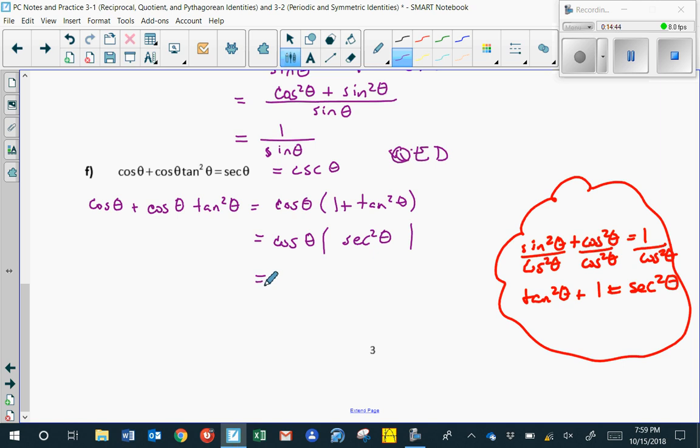Since our goal is to write this in terms of the secant function, I'm going to change the cosine into 1 over the secant of theta. Secant squared of theta can be written as secant squared of theta over 1. And then when we multiply those two fractions together, we'll get secant squared of theta over secant of theta. One factor of secant will cancel from the numerator and denominator, and that will leave us with secant theta. Since we've reached our goal, it has now been proven.